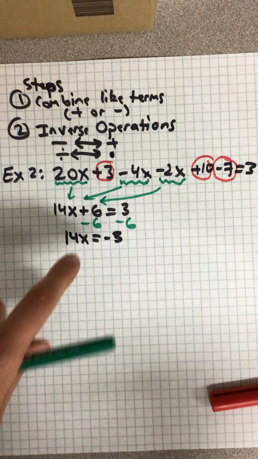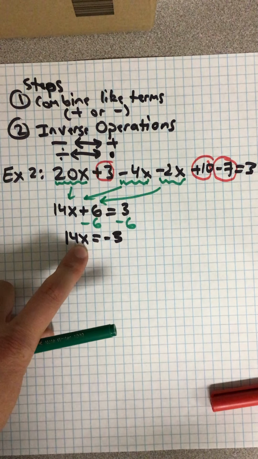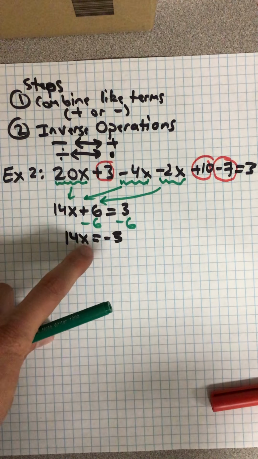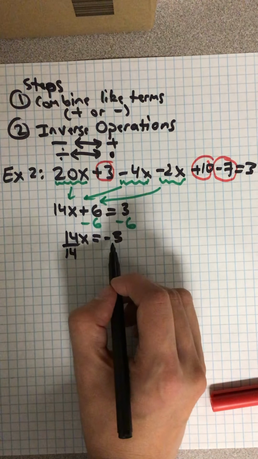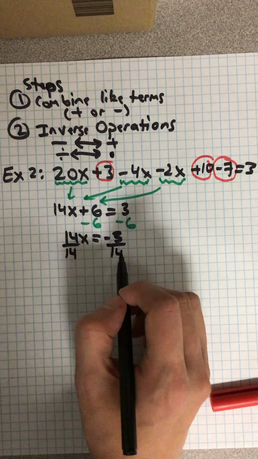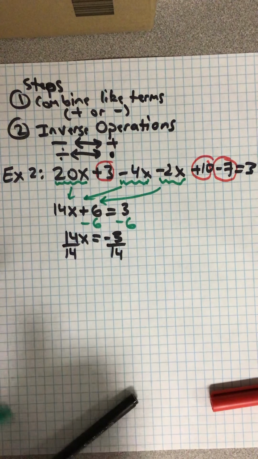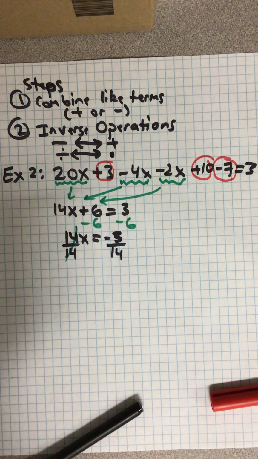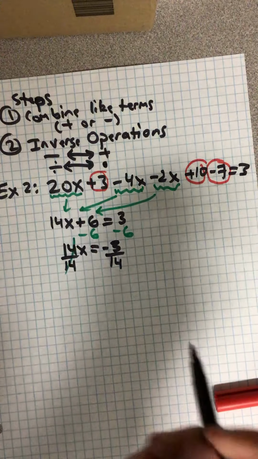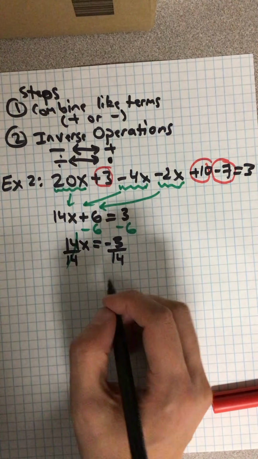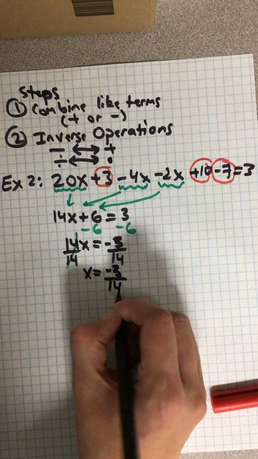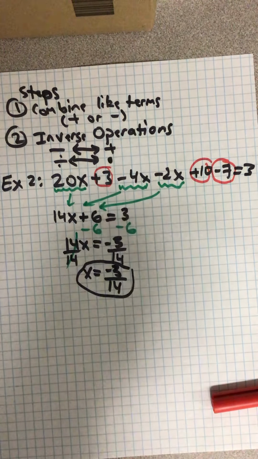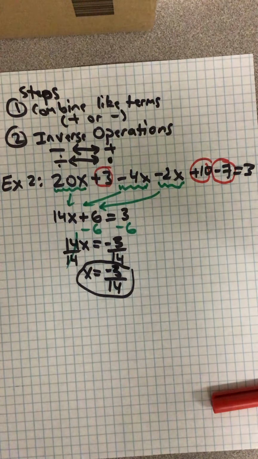Our last step is we need to make this 14x into just x. And since this is 14 times x, we do that by doing our division. Remember, coefficients like that always need to be divided away. Conveniently, our 14s cancel, and we are just left with x equals negative 3 over 14. Can't simplify this any further. Negative 3 and 14 share no factors.